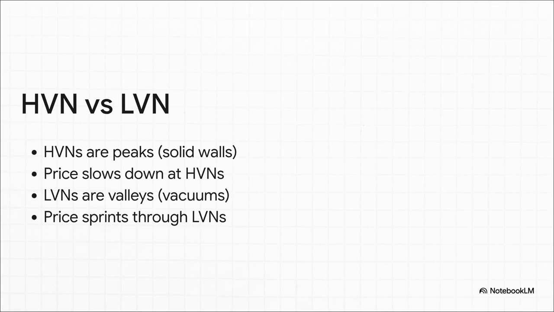Low-volume nodes, on the other hand, are the valleys, the air pockets. Since there are no historical positions defending these levels, price doesn't just casually stroll through an LVN, it sprints. It gaps right through these empty hallways rapidly.